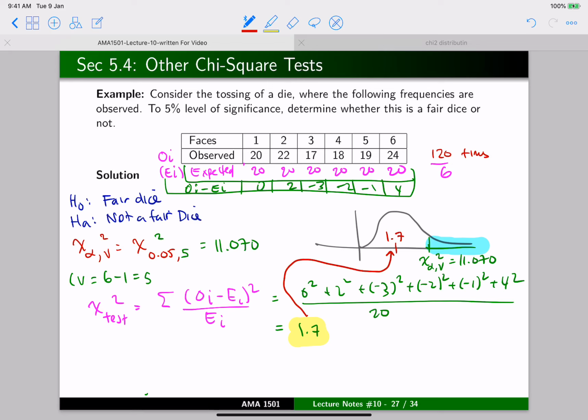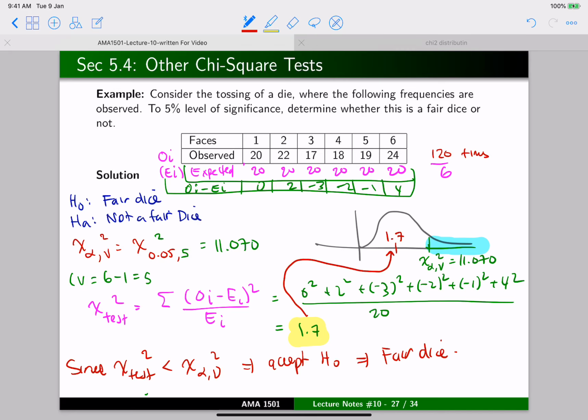So it falls outside the critical region. So therefore, since the chi-square test statistic is less than chi alpha nu, then we accept the null hypothesis. And we have a fair die. The die we toss is a fair die. Okay.